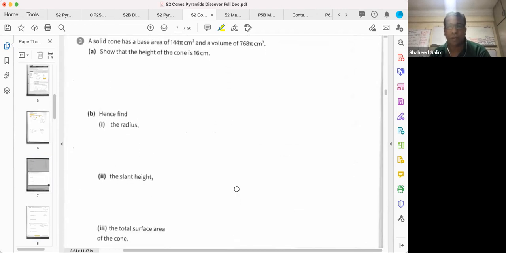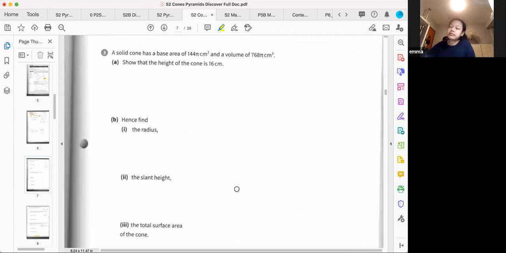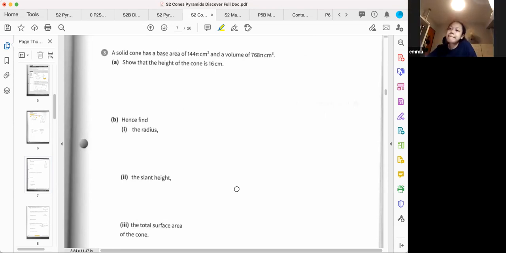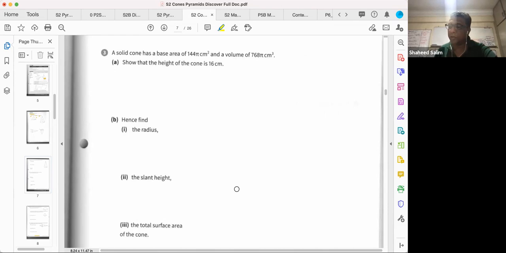So you have not done, can we do this one then? Solid cone has a base area of 144. You don't need to do question A. Let's assume it's already proven. We do question B, the three questions at B.